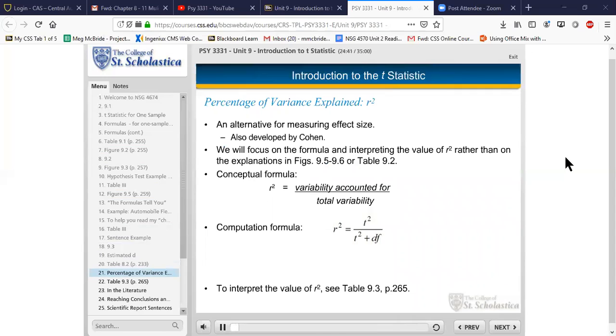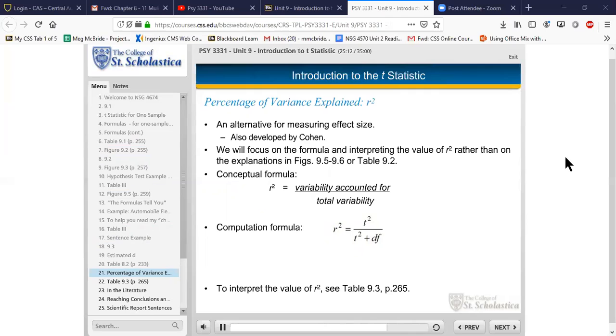An alternative measure of effect size is to calculate R squared, which shows the percentage of variance explained in the t-test. This test was also developed by Cohen and is more commonly used than d. The conceptual formula is the variability accounted for divided by the total variability. The computation formula squares the calculated t from the t-test and divides that by the sum of t squared plus the number of degrees of freedom used in the t-test.